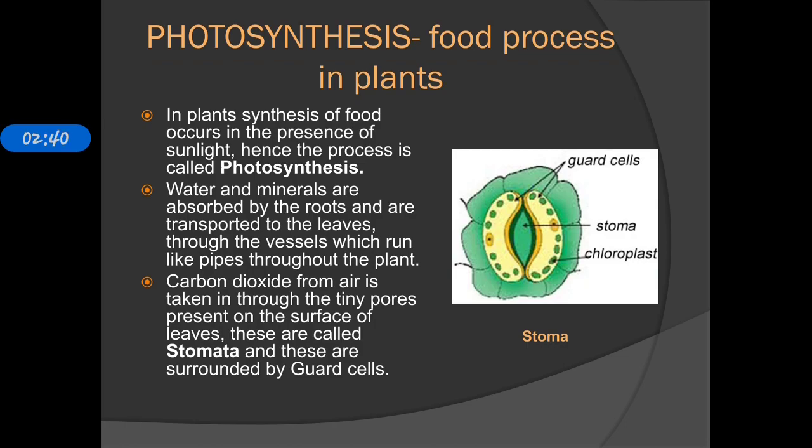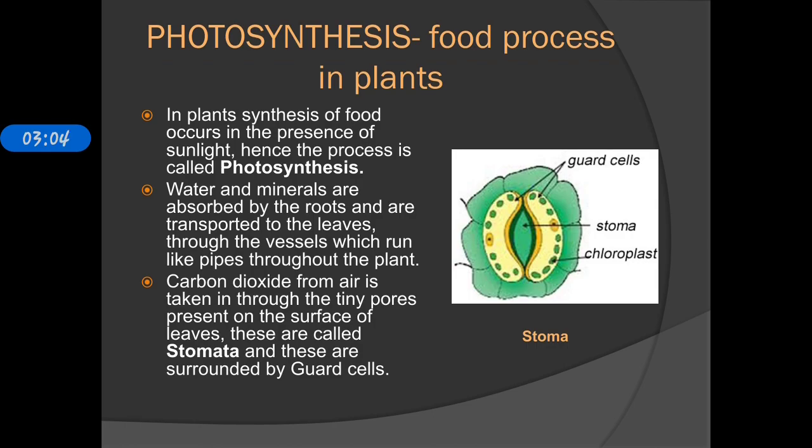Photosynthesis, the food process in plants. Photo means light. Utilization of light energy to produce food is called photosynthesis. In plants, synthesis of food occurs in the presence of sunlight. Hence, the process is called photosynthesis.